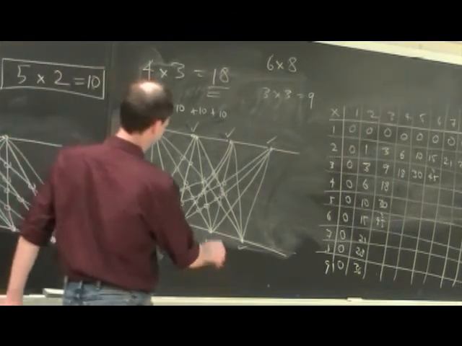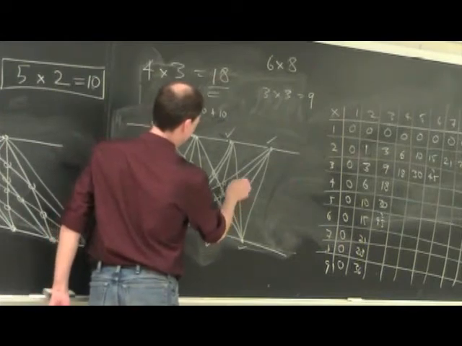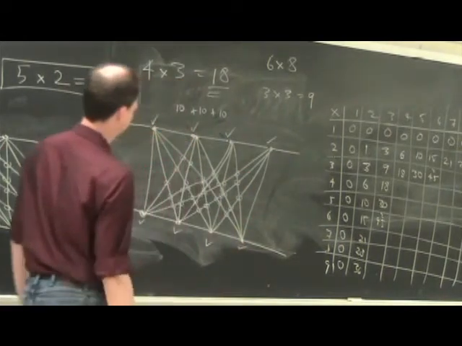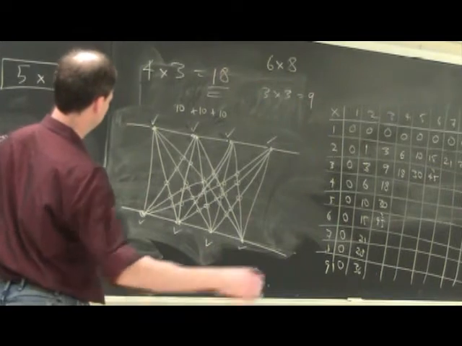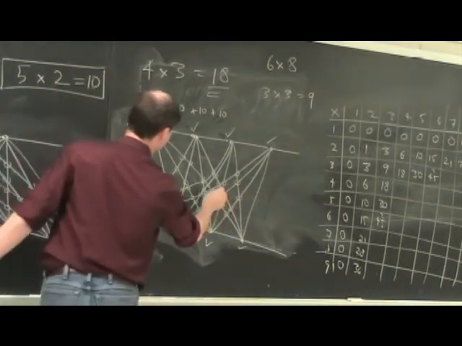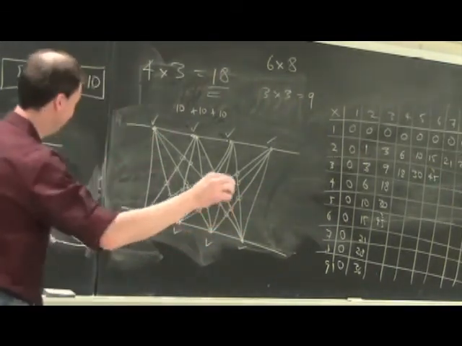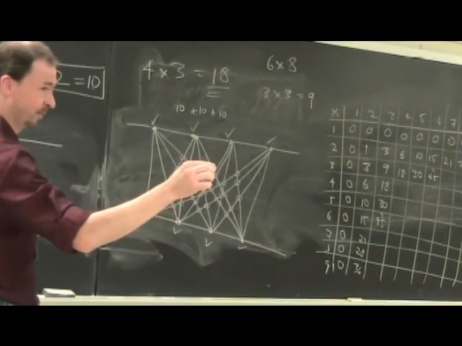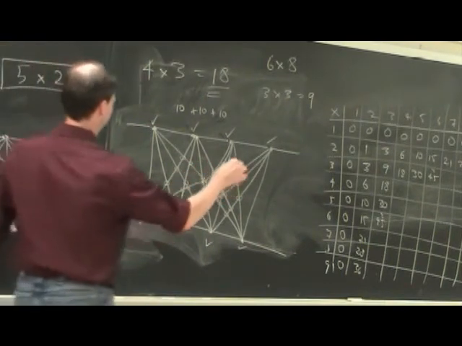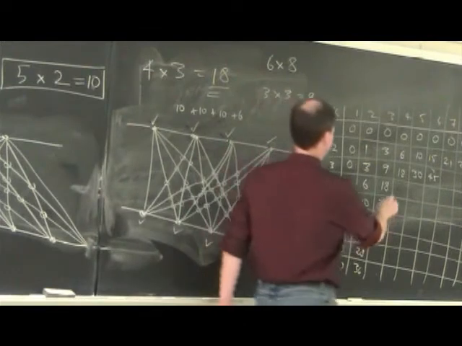Is it 36? 1, 2, 3, 4, 5. In the middle? 36. Is it 37? 36. 36.